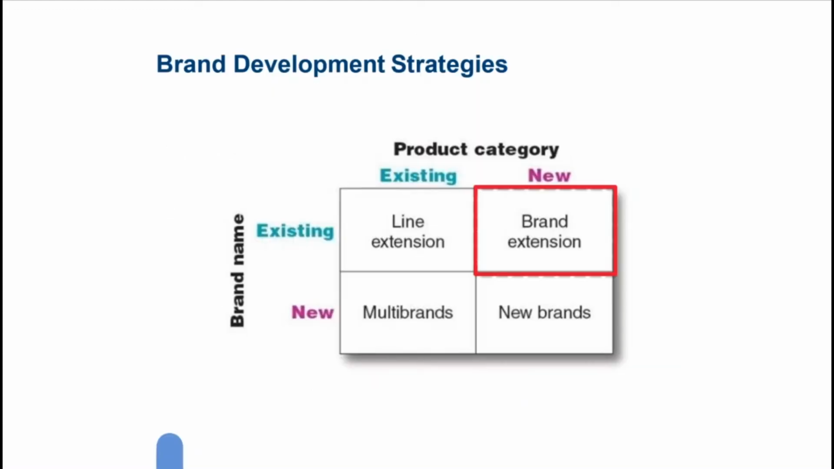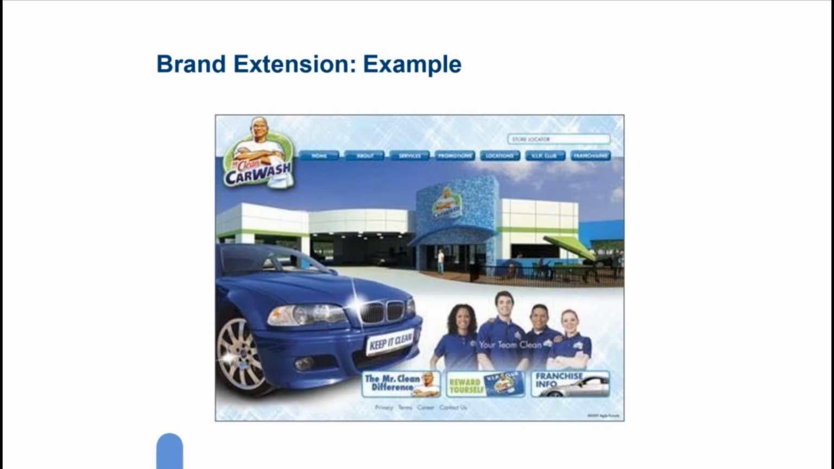Another type of brand development strategy is brand extension. It is using the existing brand name to produce a new category of product. A brand extension extends a current brand name to new or modified products in a new category. For example, Procter & Gamble has leveraged the strengths of its Mr. Clean household cleaner brand to launch several new lines and even launched Mr. Clean branded car washes.